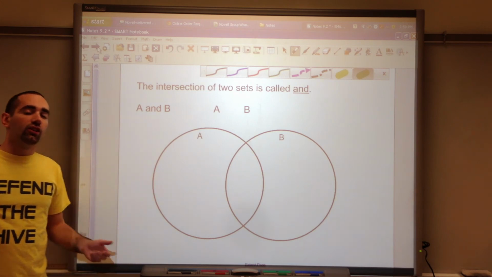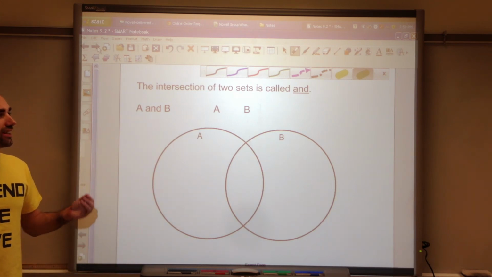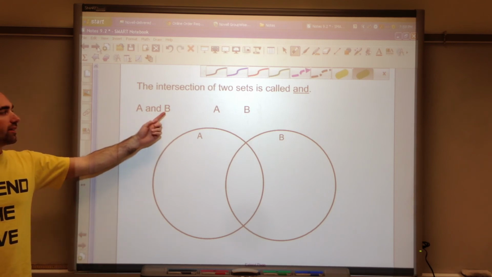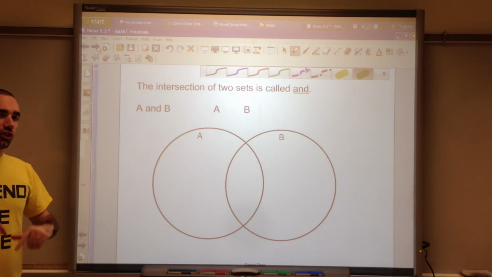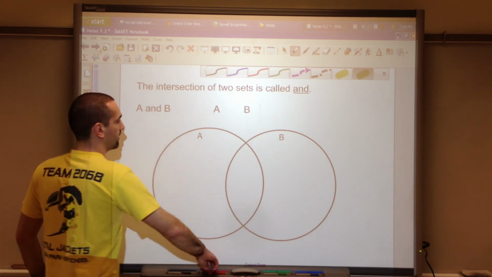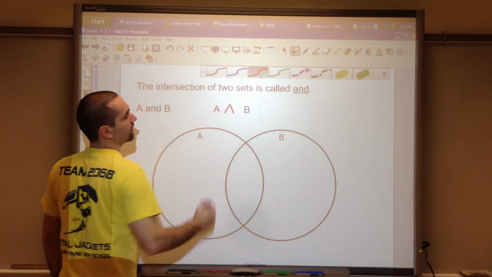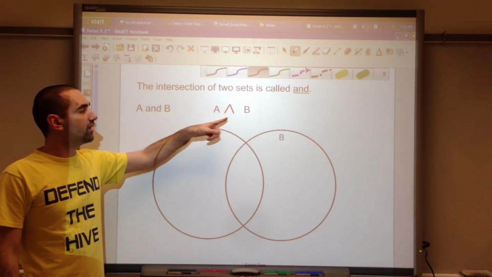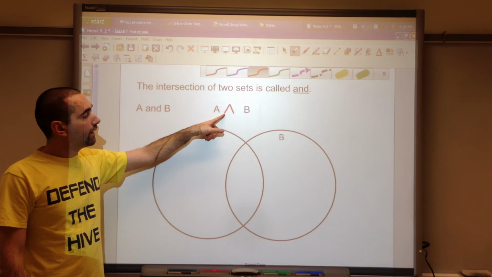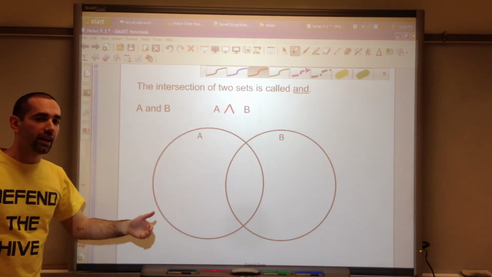The intersection of two sets is called AND. A and B. And notice the word intersection. It's where they intersect. So A and B. That's the symbol. It looks like an upside down V. Also, it looks like the letter A. And.